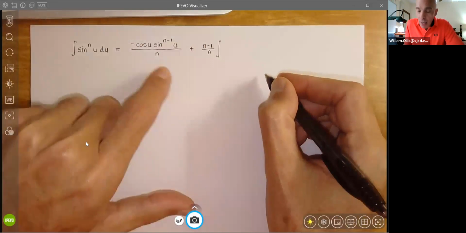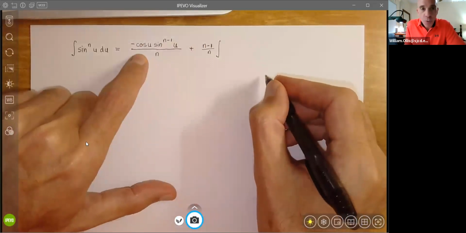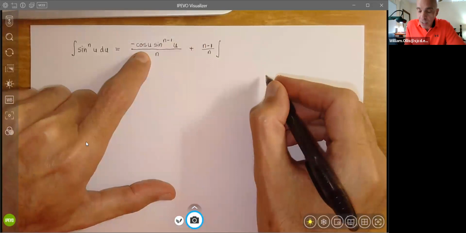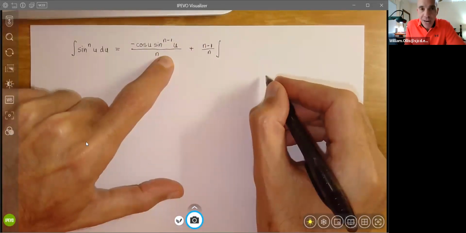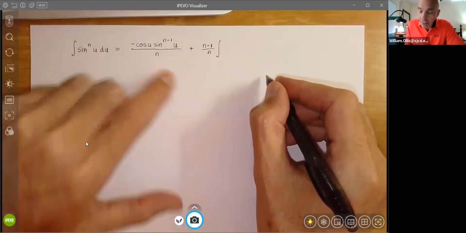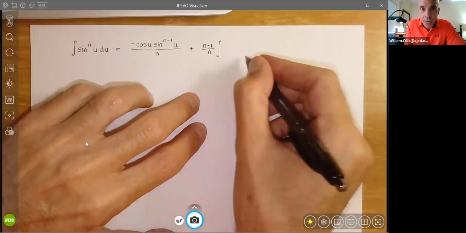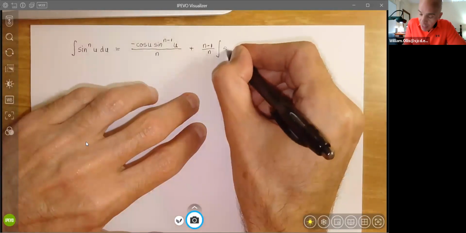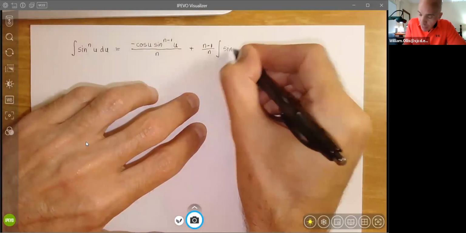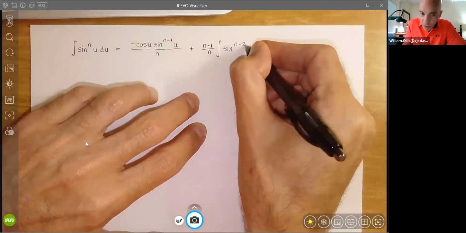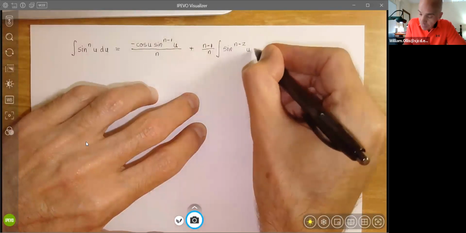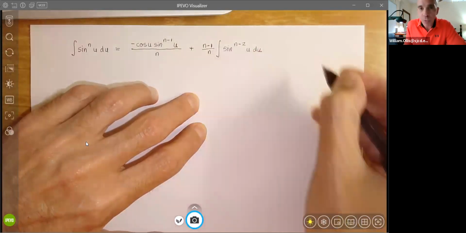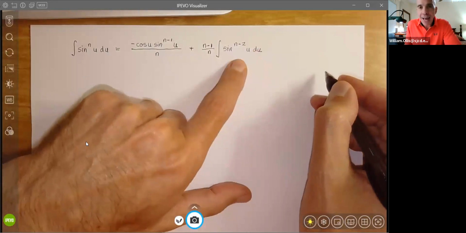So the reduction formula starts with the first term, negative cosine u times the n minus first power of sine u divided by n. Then we have the integral, which we get from the integration by parts, n minus 1 over n, and then the n minus second power. So this is why we call it the reduction formula. Just like power reducing, we reduce the power.